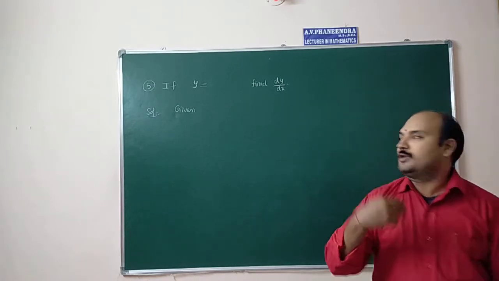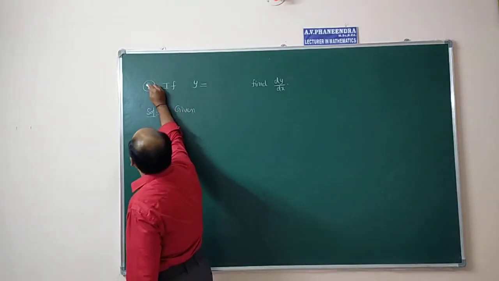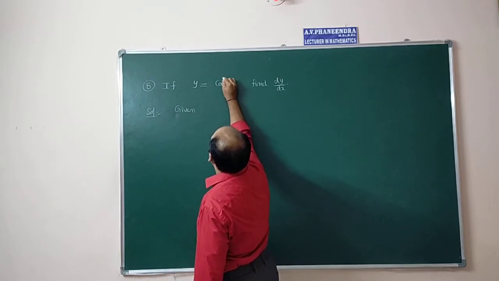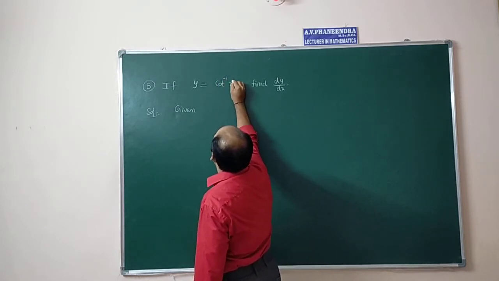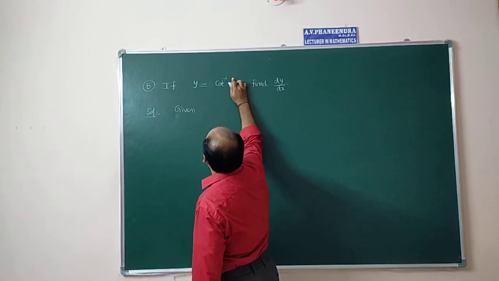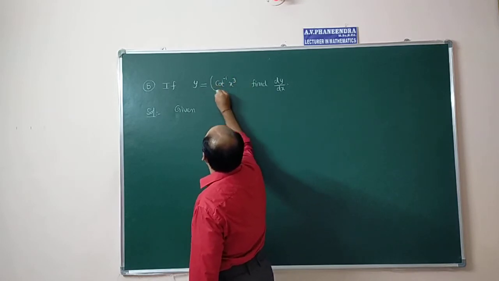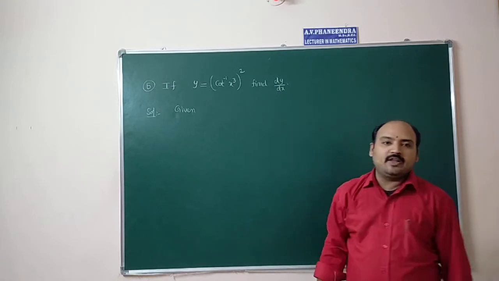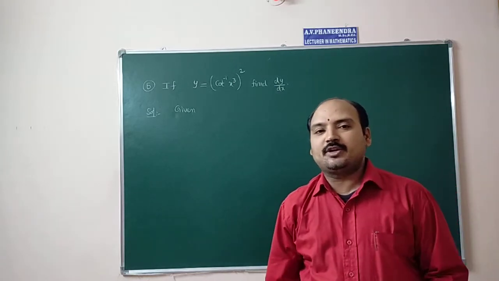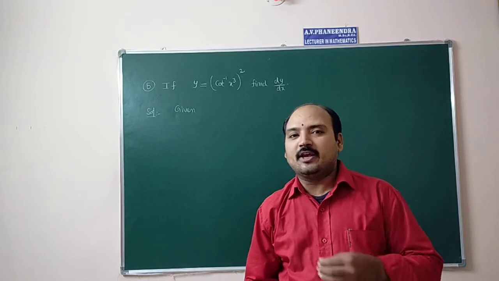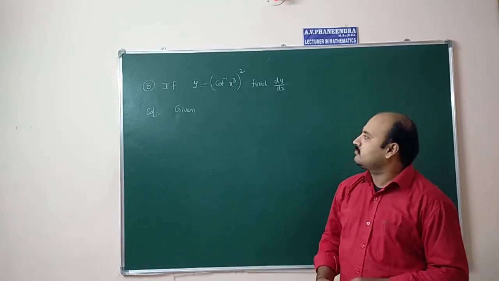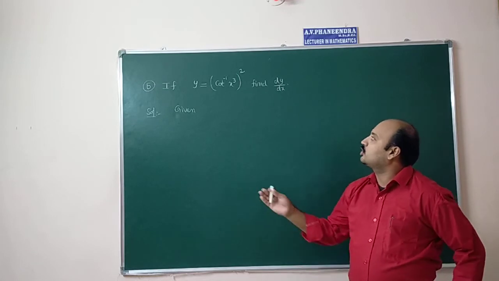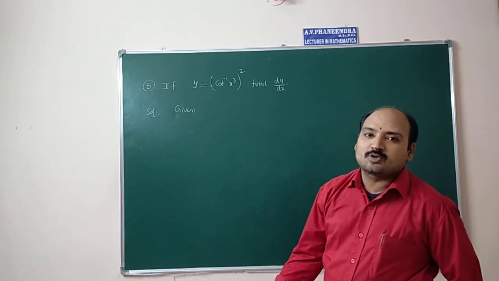The next question, question number 6. If y equals cot inverse of x cube whole square, find dy by dx. This question they asked in the intermediate public exam one or two times. If y equals cot inverse of x cube whole power 2, that means whole square.